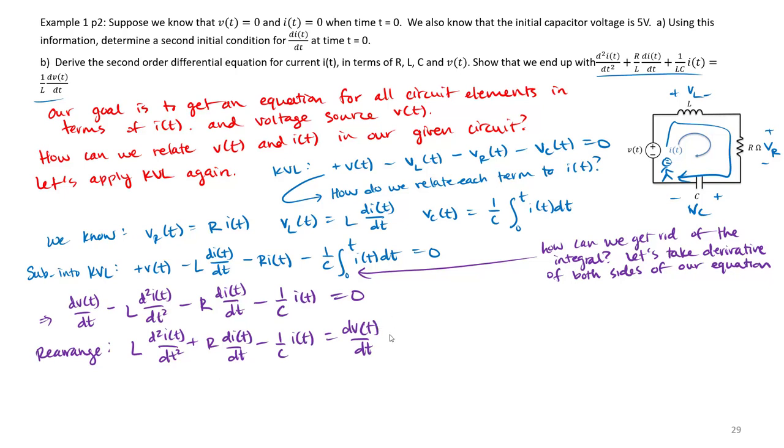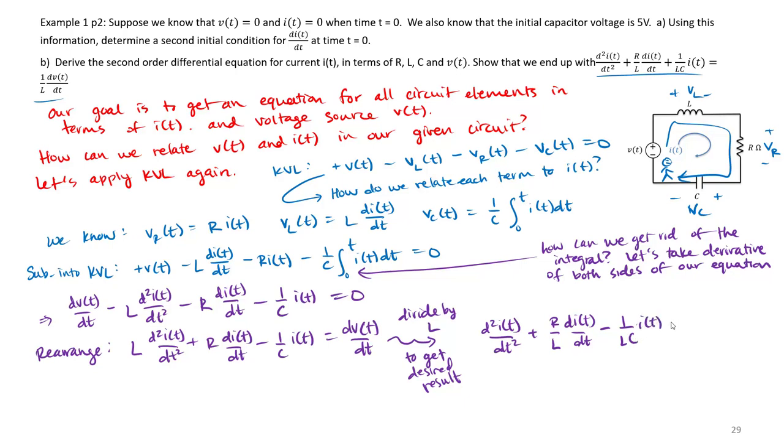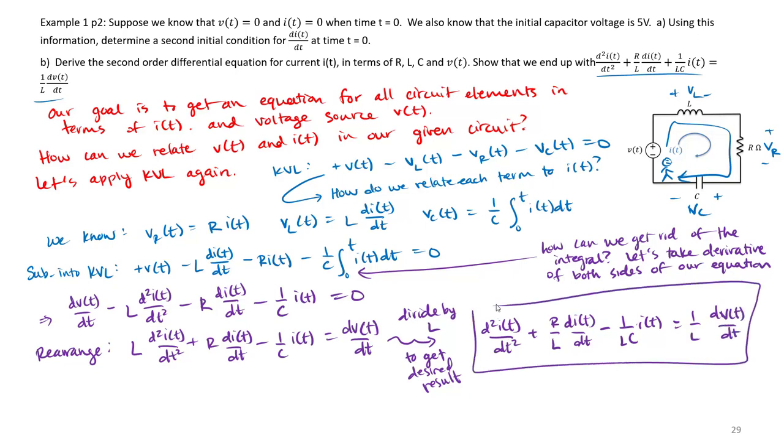But notice we need to divide by L to get the equation in the desired form. And if we do that, we get our desired result. So we end up with d squared I of t dt squared plus R over L di of t dt minus 1 over LC I of t equals 1 over L dv dt. So this is an example of how you would actually derive that second order ordinary differential equation for a given circuit.